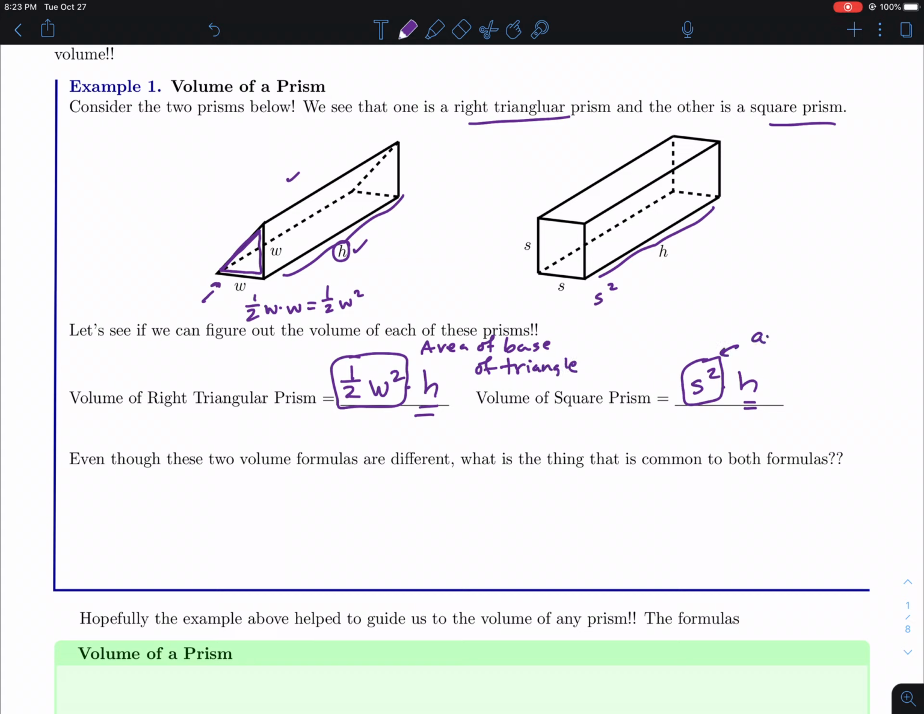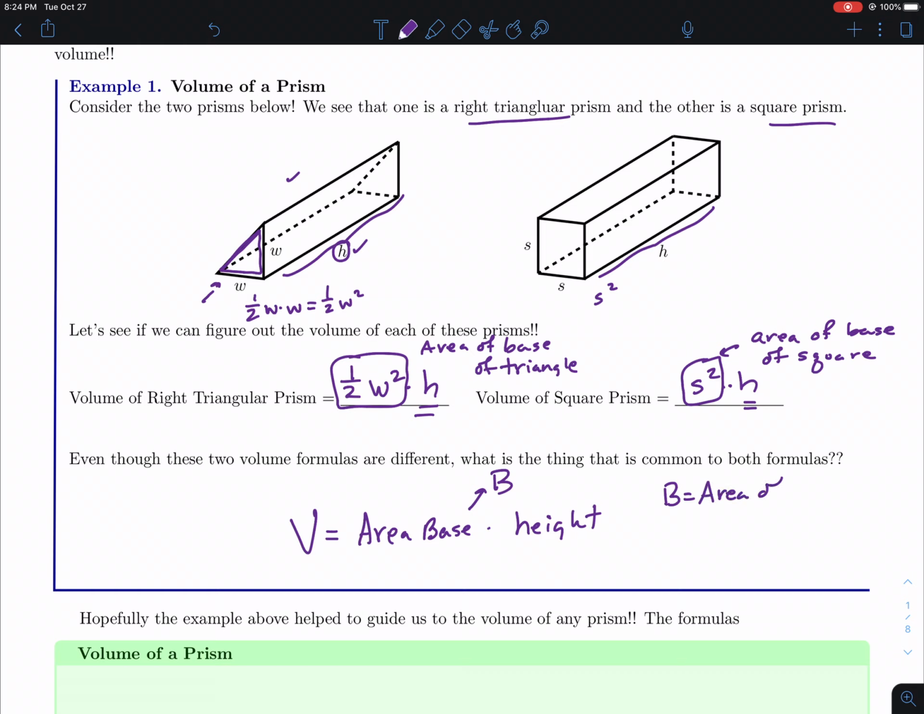And this is the area of the base of our square. So in this case, what we can say more generically is that the volume of these two prisms together is the area of the base times the height. And so what we'll do a lot of times is shorten the area of the base to just be capital B. So let capital B equal the area of the base.